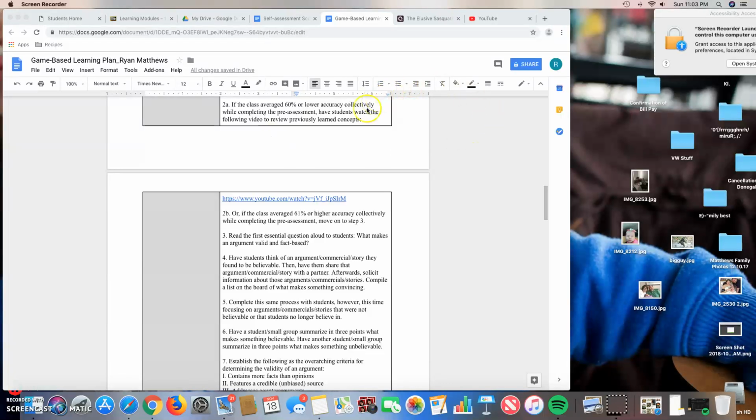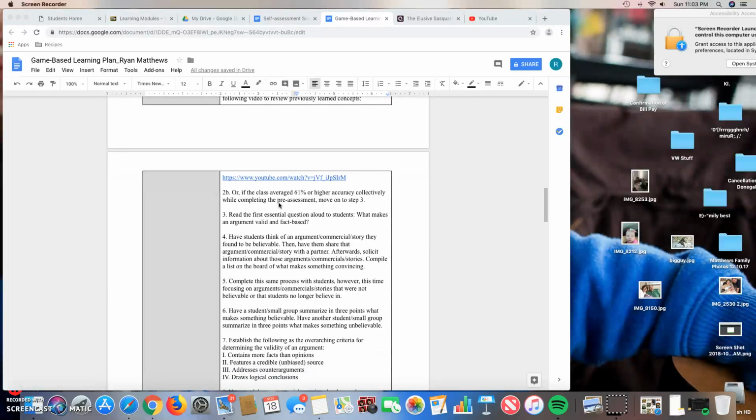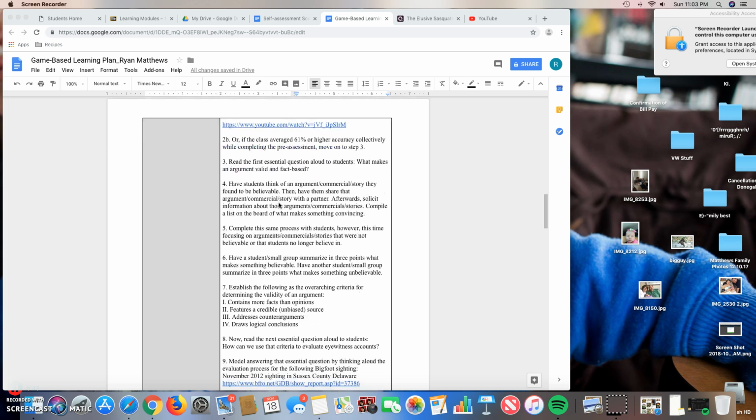One, if the class averaged 60% or lower accuracy, there's a YouTube video which shows a little bit more background knowledge about evaluating arguments, talks about fact and opinion, but just builds a little more prior knowledge for the students. However, if the students average 61% or higher, they can move on to step 3, where they'll start with the first part of this lesson, which is what makes an argument valid and fact-based.